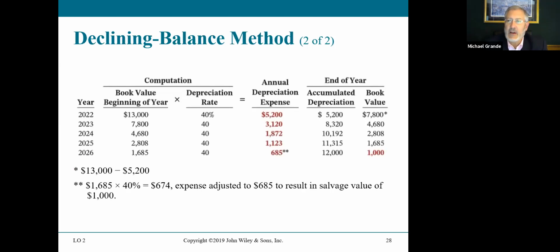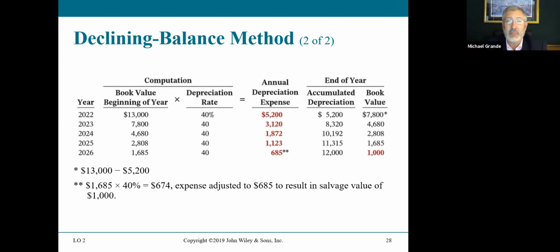So here's our computation. The book value at the very beginning is its original cost, $13,000. The depreciation rate is declining balance, double declining balance, twice the straight line rate. The straight line rate was 100% divided by 5 years, which is 20%. Double that is 40%.